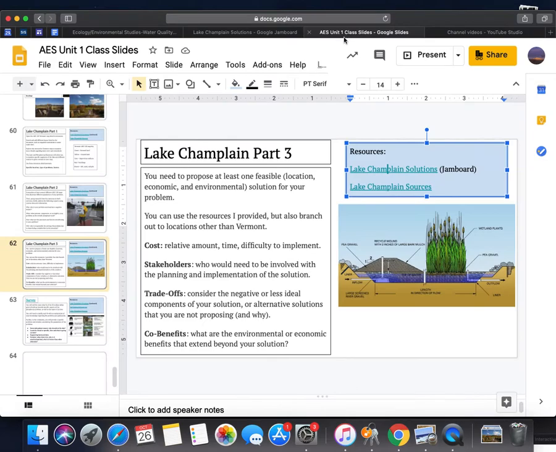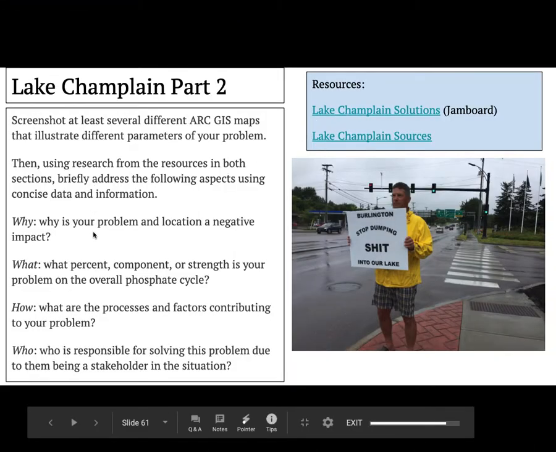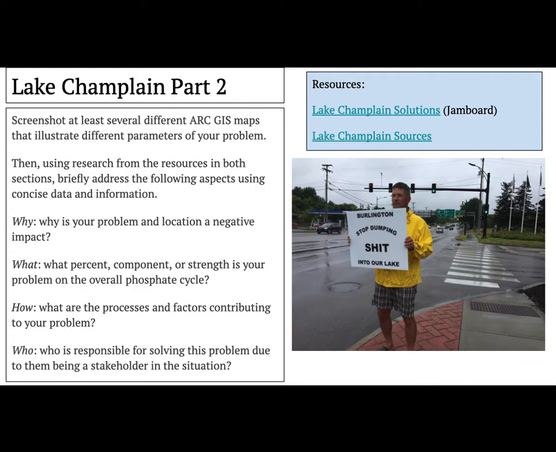So just a little refresher, when we talk about part 2, we're thinking about 4 aspects of our problem. We have the why. So why is your problem and location a negative impact on the phosphorus cycle in Lake Champlain? The what really being percents, components, data regarding your impact on the overall phosphate cycle in terms of your location and your problem and your aspect of Lake Champlain. The how is really the details and the processes and the flow of phosphate from your source into the lake. What are the things contributing to that problem?